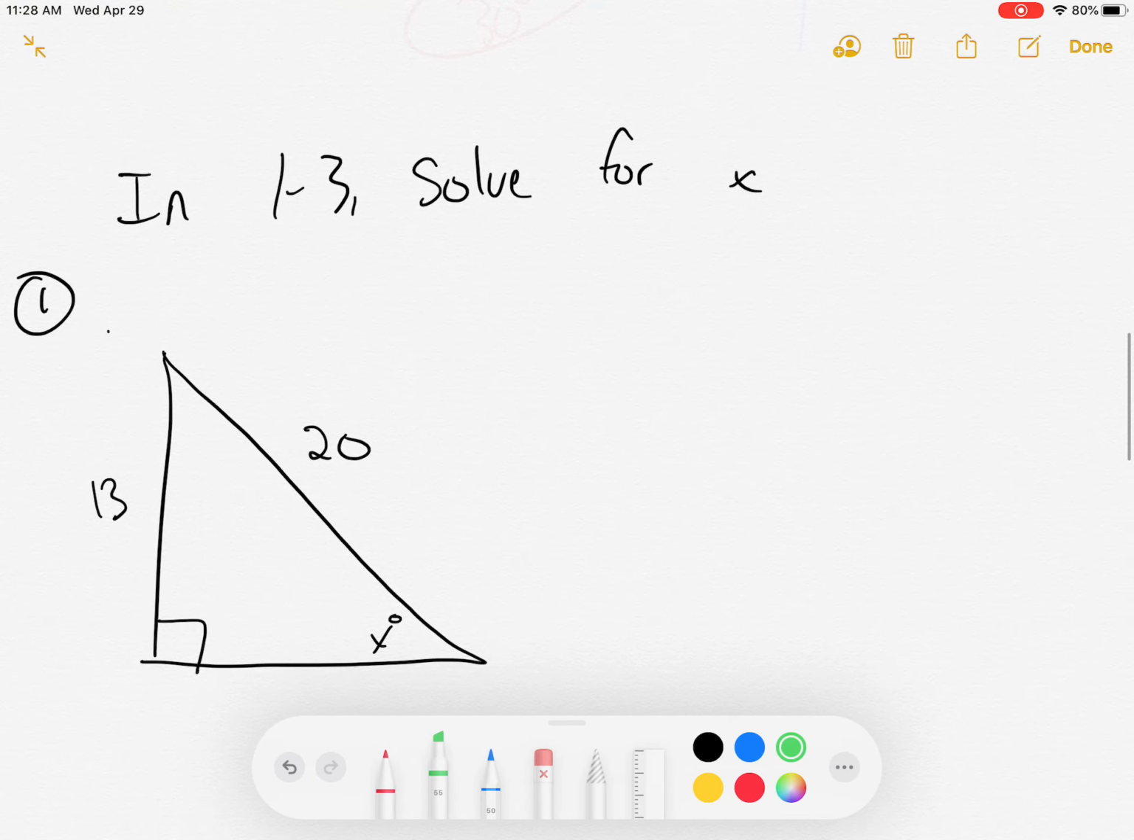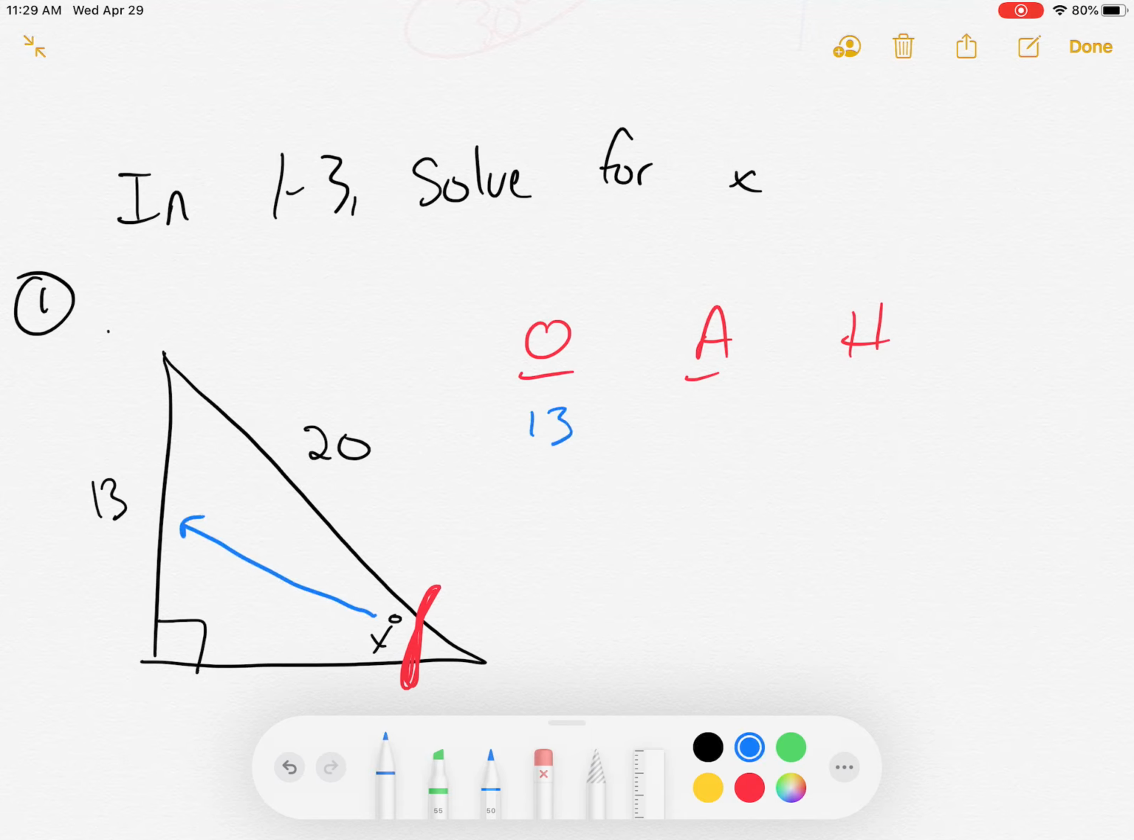Okay, so we're going to apply that now to 3 problems. It says in problems 1 through 3, solve for x. And if you notice here, x is an angle. So what I'm going to do is list out my 3 trig words, O, A, H, in terms of this angle. So what is opposite? Opposite is straight across. Opposite is 13.